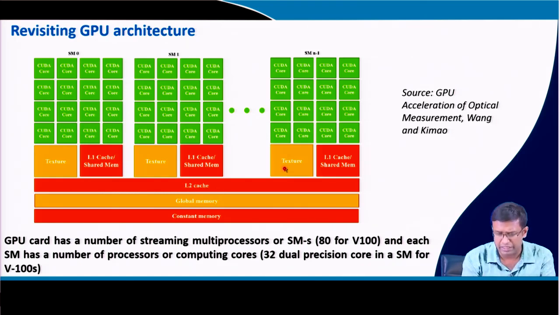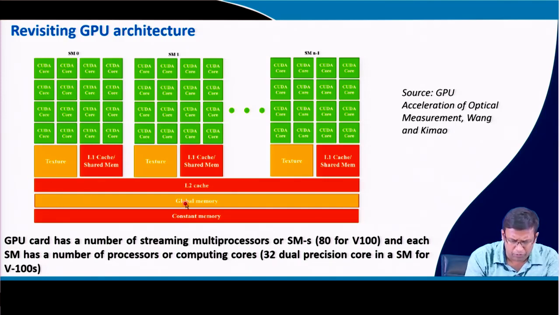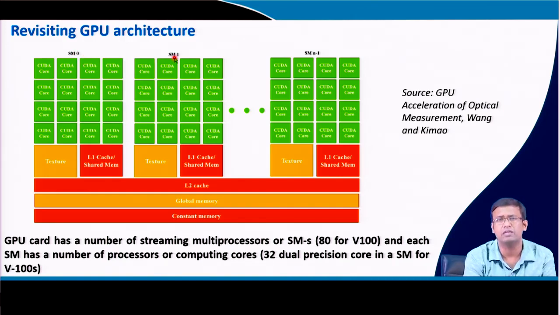Then something called texture memory, L1 cache or shared memory. We will again discuss it. And then, connected with the main global memory, are many streaming multiprocessors. In the V100 GPU there are 80 streaming multiprocessors.